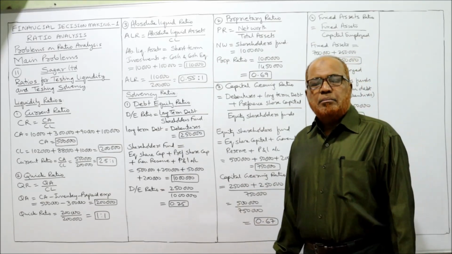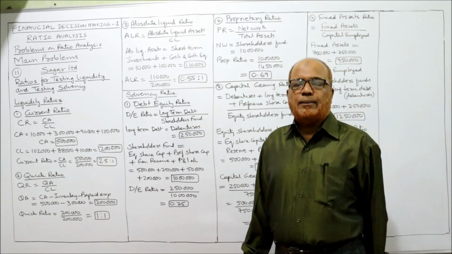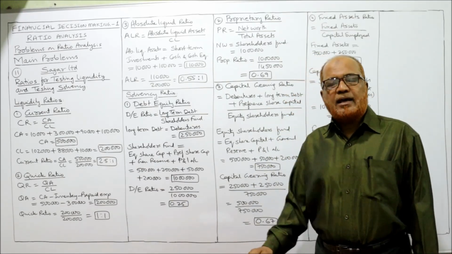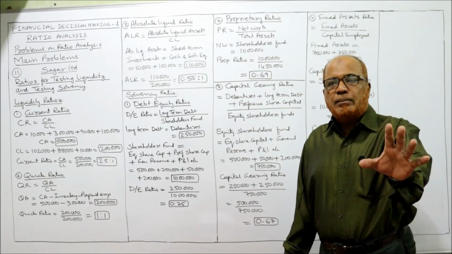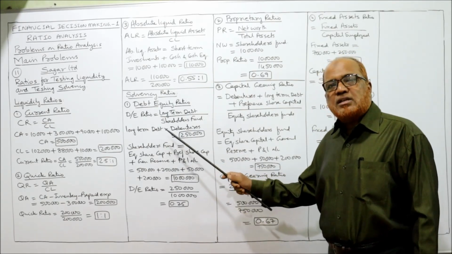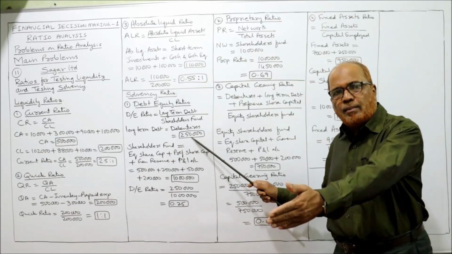Long-term debt means non-current liability. In our problem, the non-current liability is debentures. So debentures are long-term debt. How much are the debentures given? 2,50,000 given in the balance sheet.